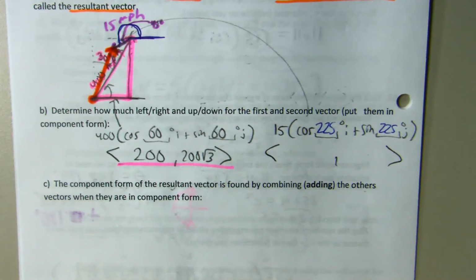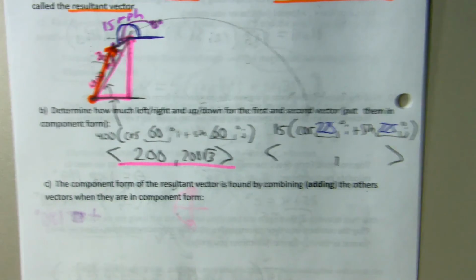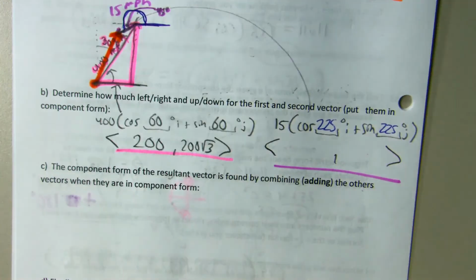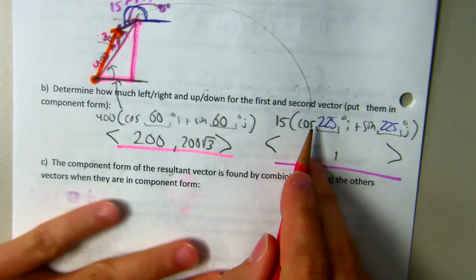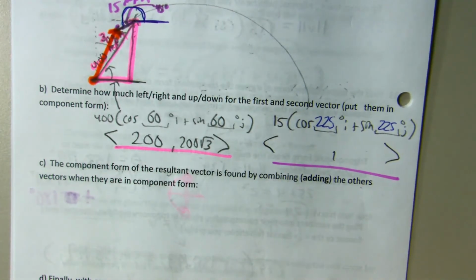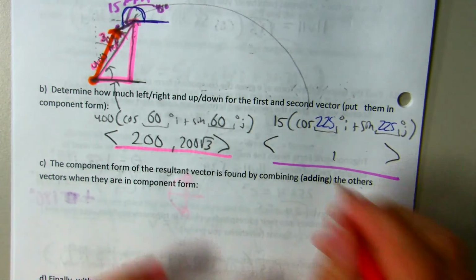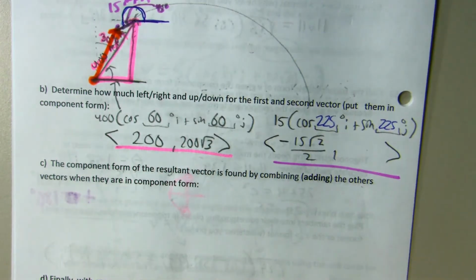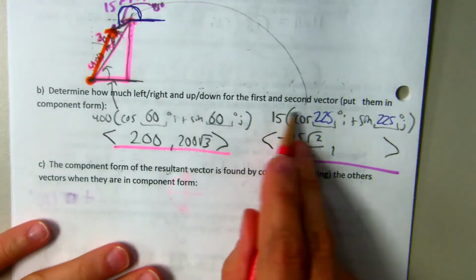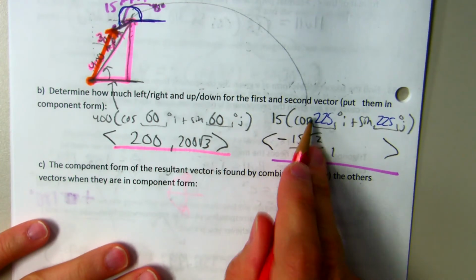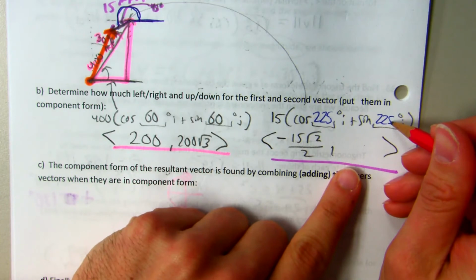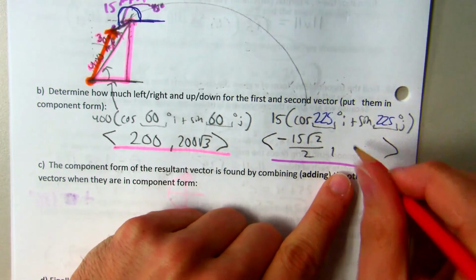So the wind would be 15 times the cosine of 225, and the cosine of 225 is negative square root of 2 over 2. We're just multiplying these and using the unit circle. The sine of 225 is also negative square root of 2 over 2, so 15 times that.